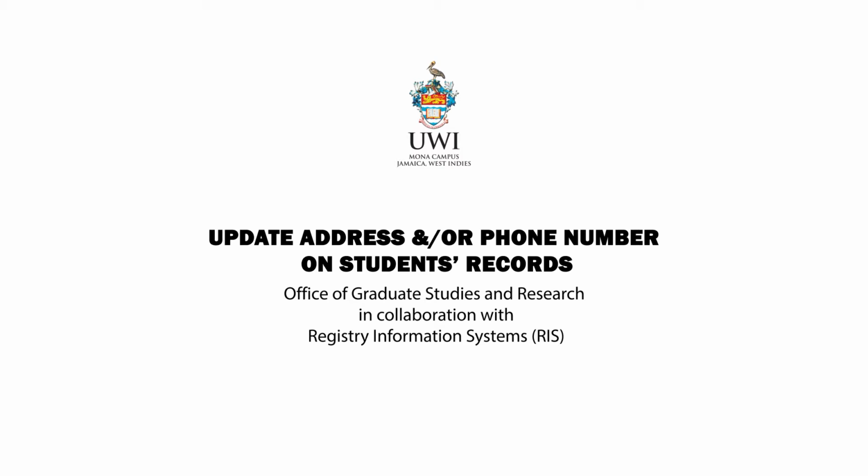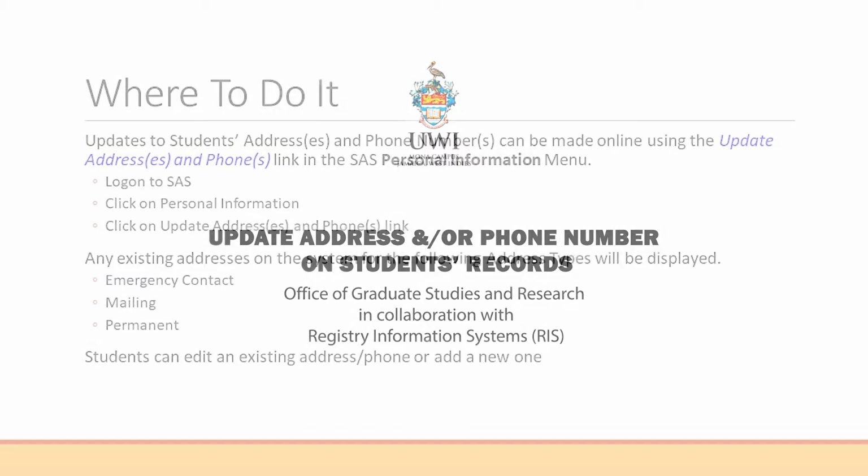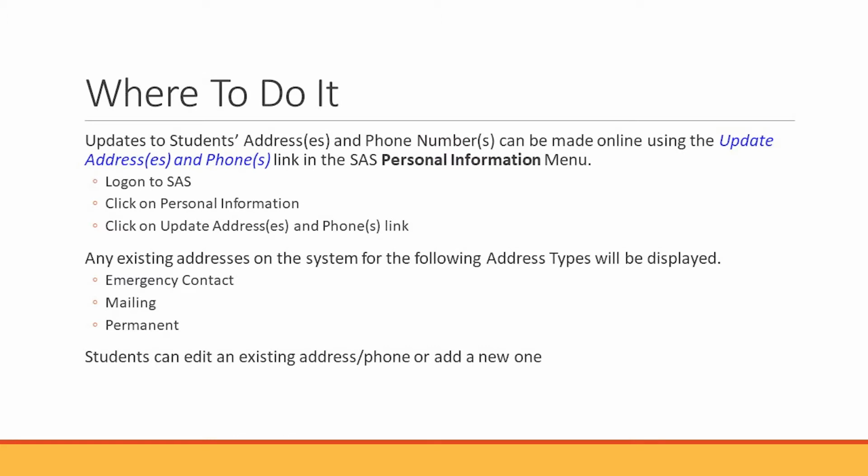How you can make an update to your request, your address or phone number online. So where do you do it? Again, it's done in SAS. There's a link, which is an update address and phone number link under the personal information menu. You log into SAS, you go to that personal information link, you make the relevant updates.